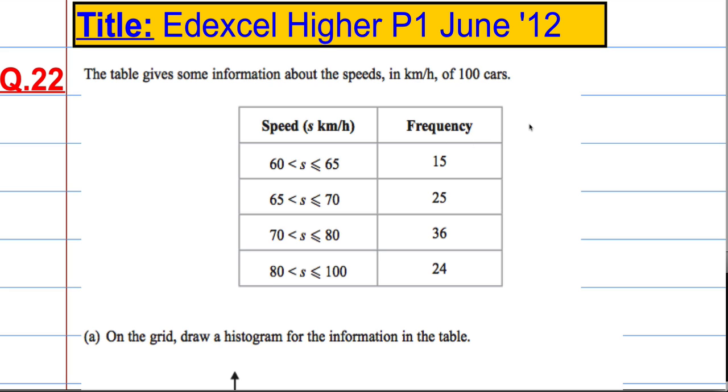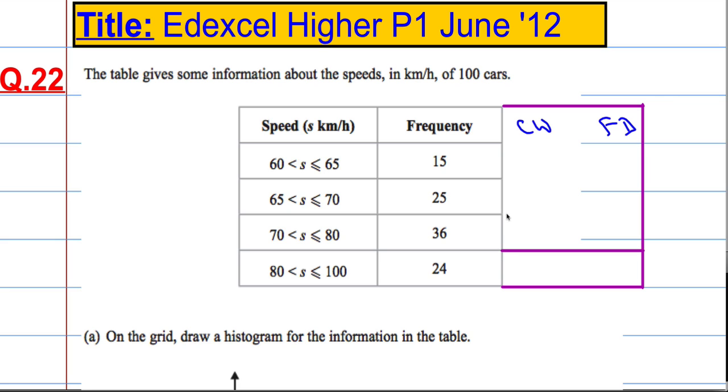So in order to work out the heights, we can't use the frequency, we have to use something else called a frequency density. And in order to do that, we need to first work out the class width, and then we're going to work out the frequency density for each category. Okay, so I'm just going to complete this table, so add a couple of extra columns here to do these calculations.